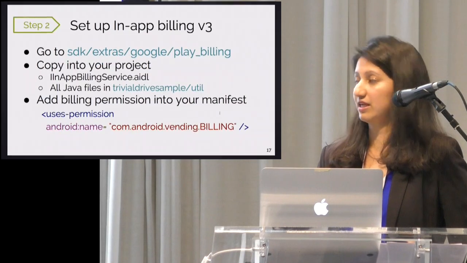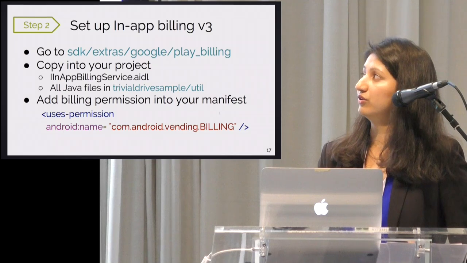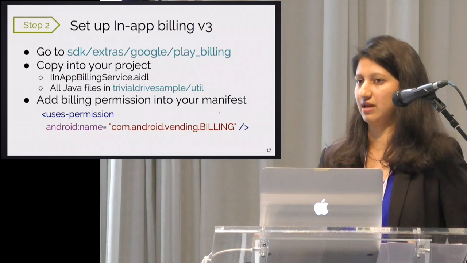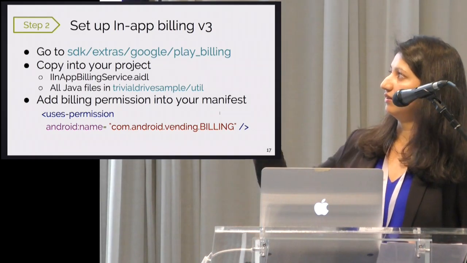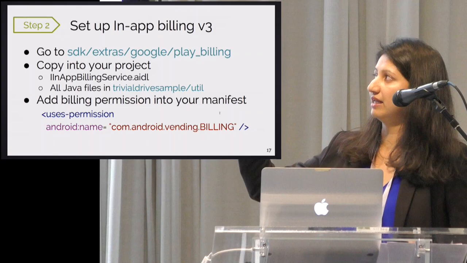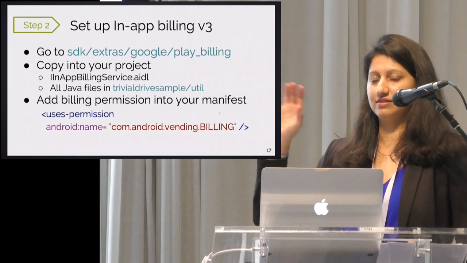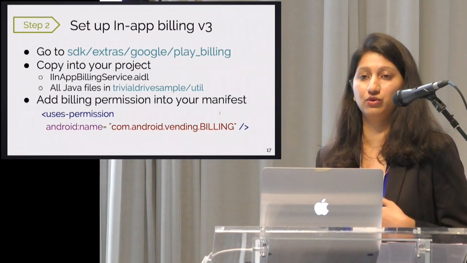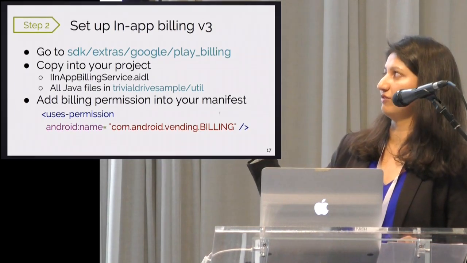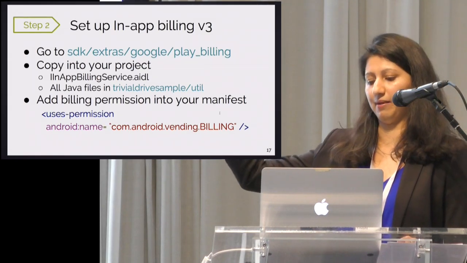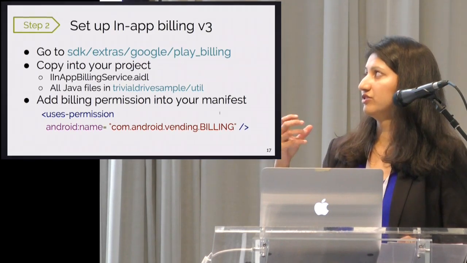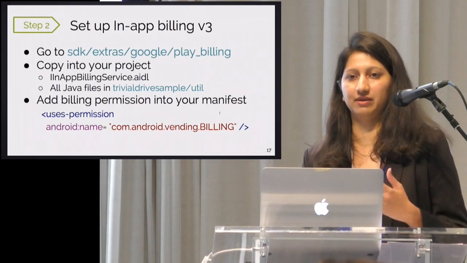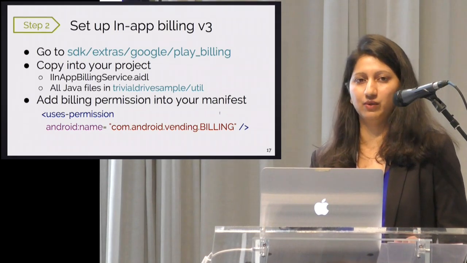Next step is to set up in-app billing version 3. Go to your SDK manager and download all of these sample files in extras, and copy into your project the in-app billing service AIDL file. This is a file that establishes a connection between your client and the Google Play server, so you don't have to write it. And copy all of the Java files in the Trivial Drive sample app, which you would find in the extras section. Trivial Drive sample is a car racing app that Google has so that we can get a better understanding of how in-app billing works.